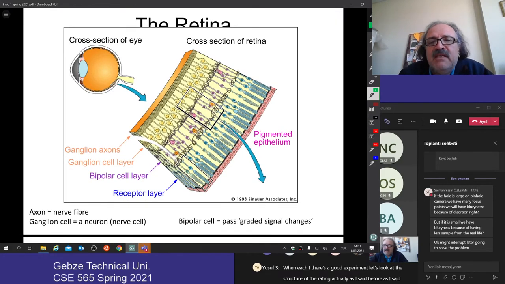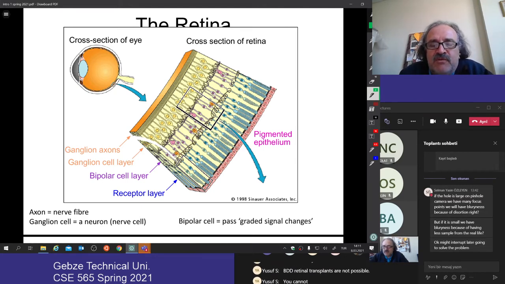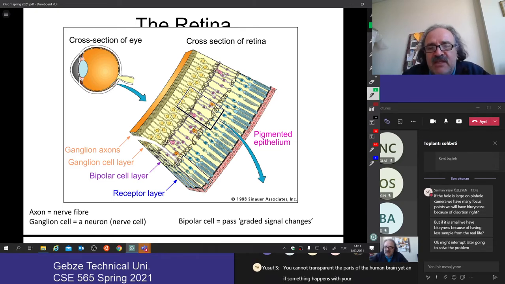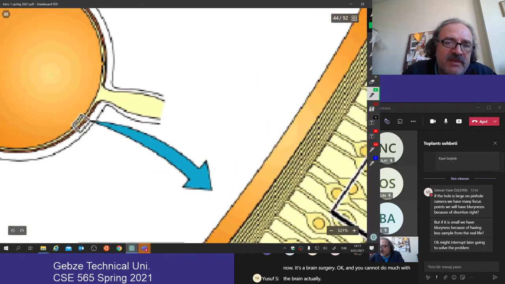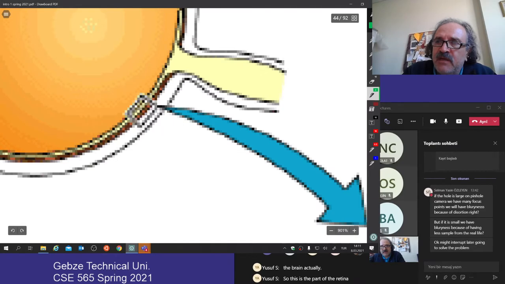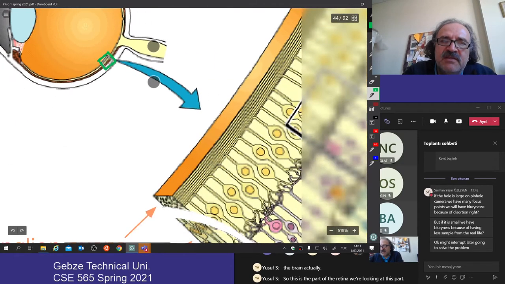As I said before, the retina is an extension of the human brain. That's why retina transplants are not possible. You cannot transplant parts of the human brain yet. And if something happens with somebody's retina, it's a brain surgery, okay? And you cannot do much with the brain actually. So this is the part of the retina. We are looking at this very small part, okay?